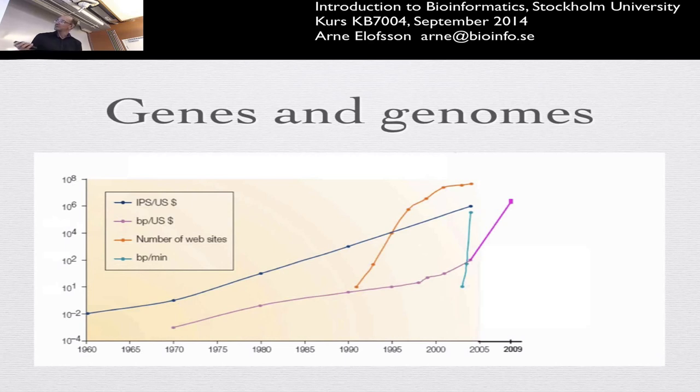And if you look at this chart, it tells you how fast you can sequence; it's basically going up like that. And the only thing that was decently equally fast was the number of websites that was developed for a while after 2000. That was very fast, but it also plateaued. So this is base pairs per US dollar, the cost. This is the websites that went up after 2000. And this is base pairs per minute, so how fast you can do things.